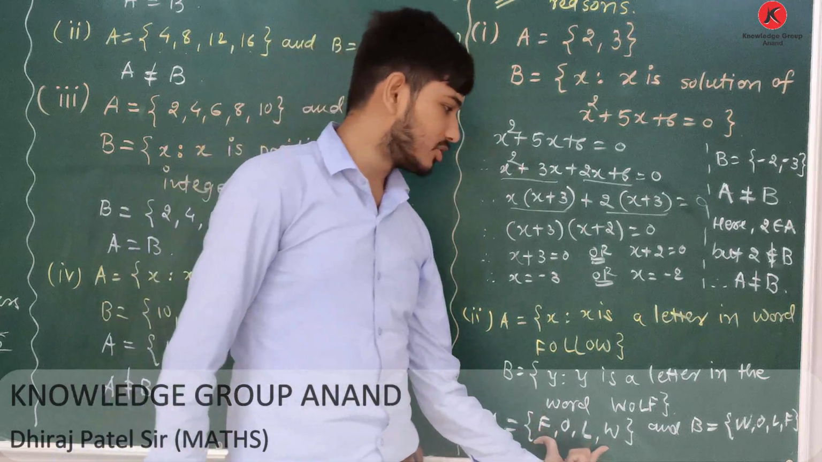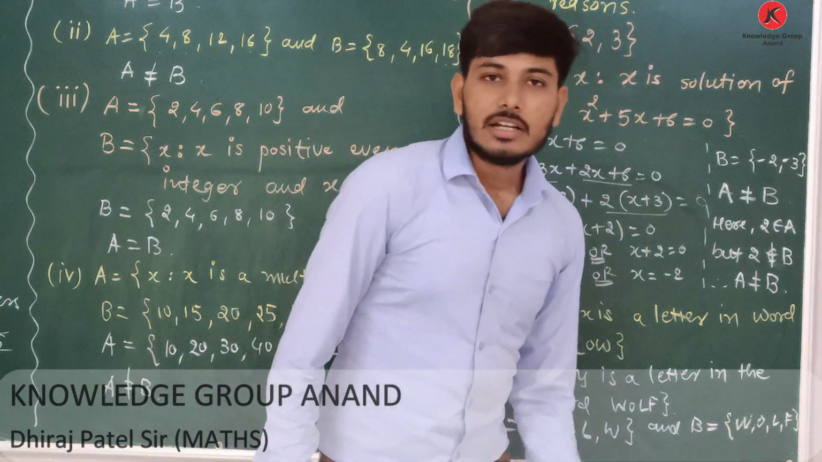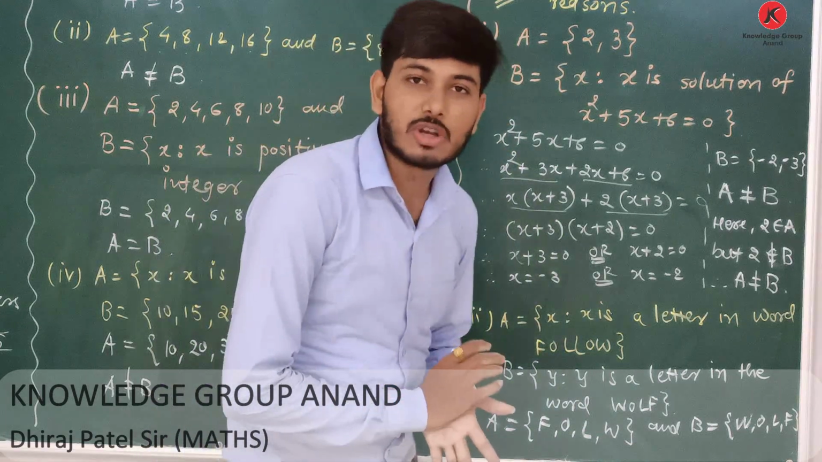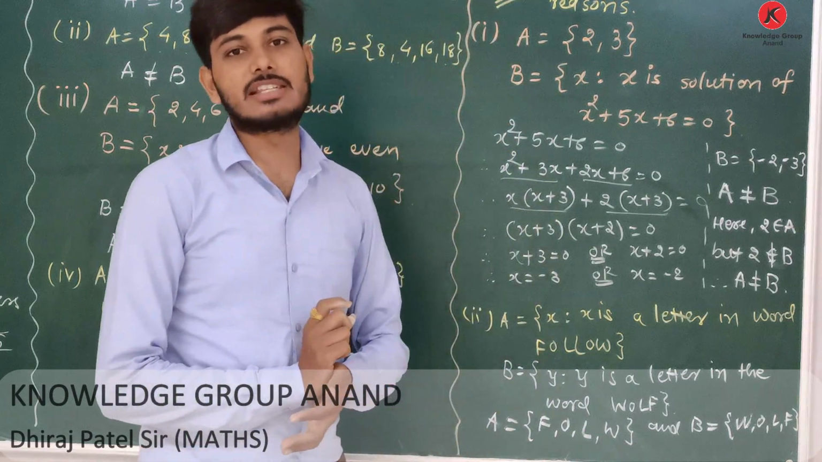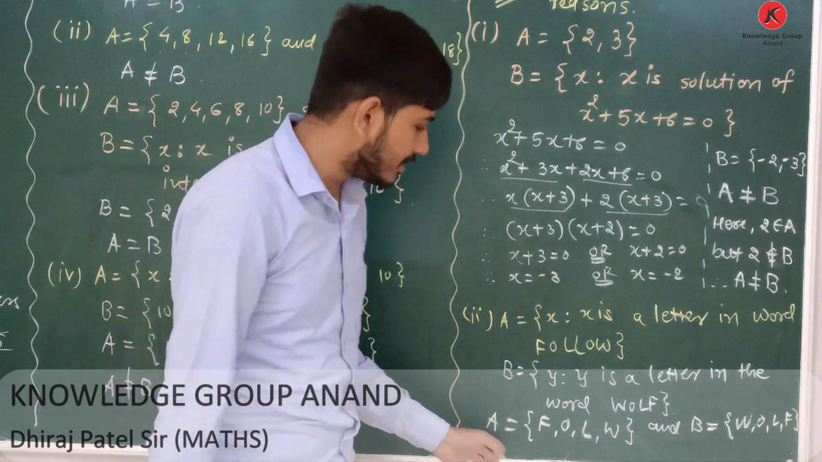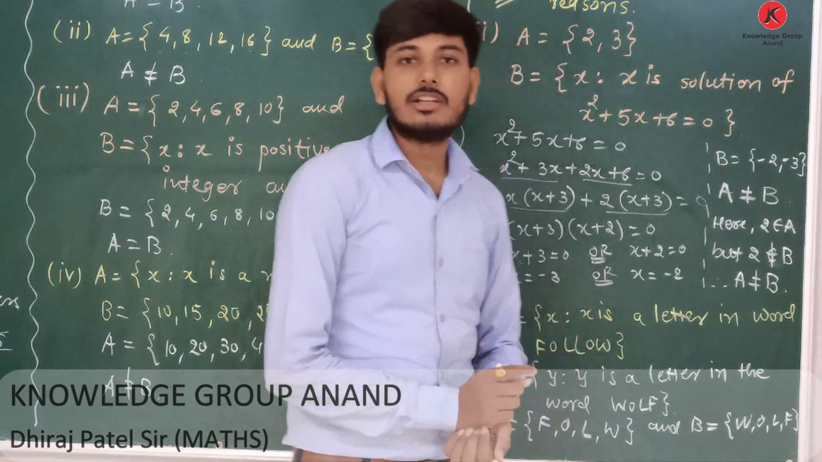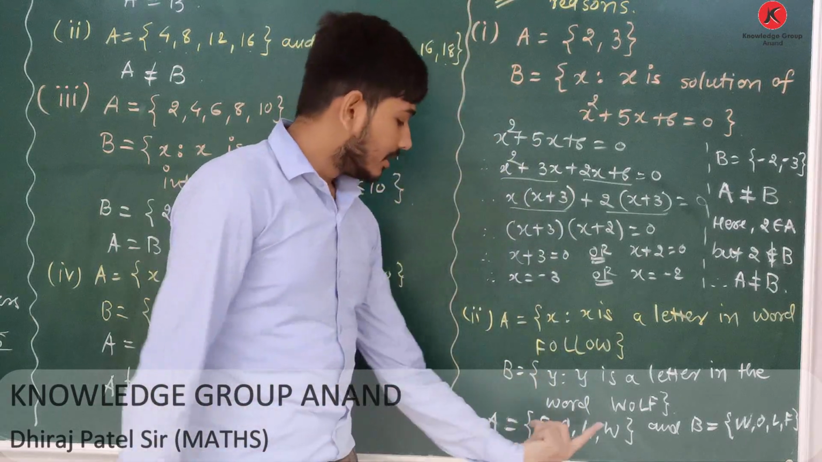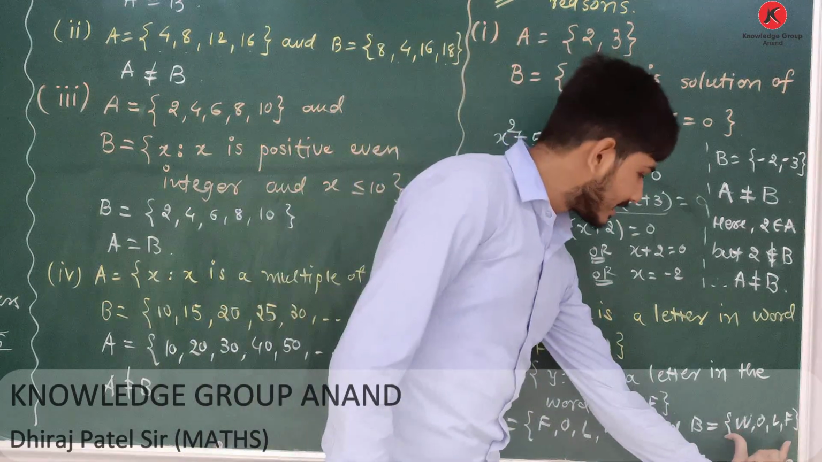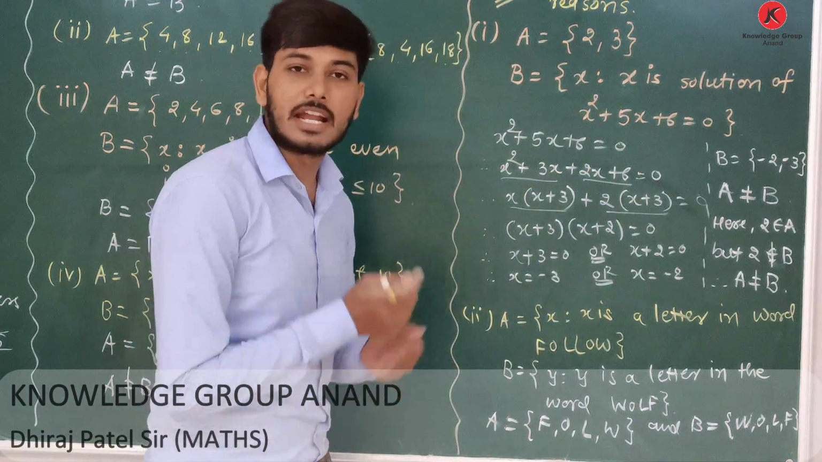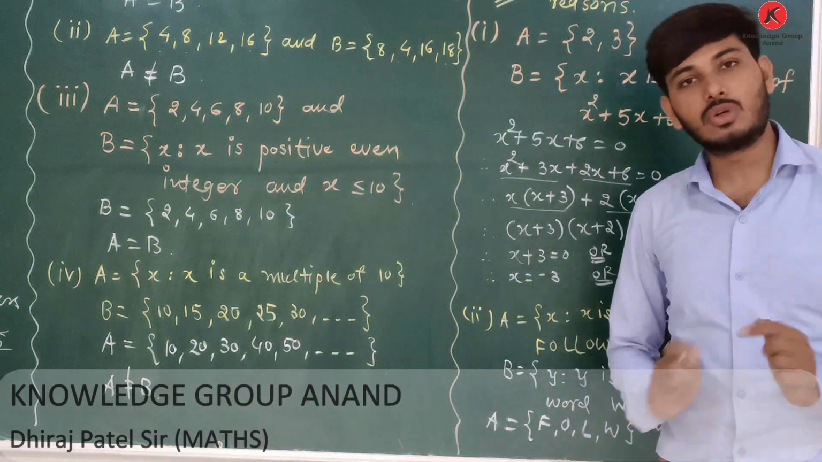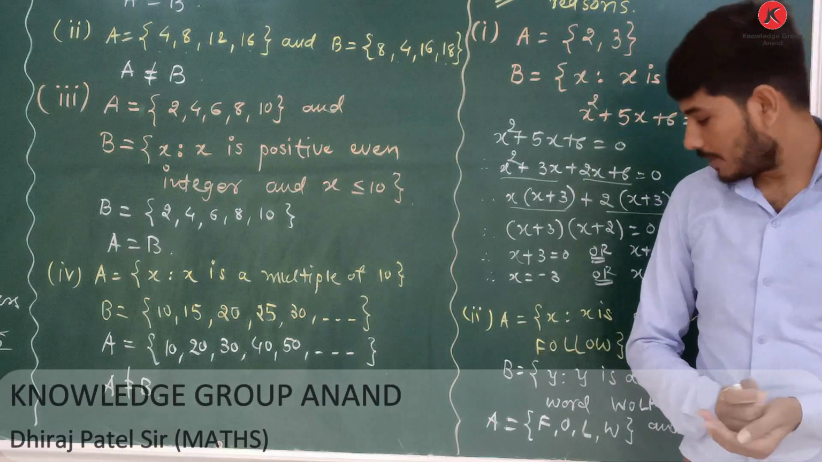All the elements of set A are exactly the same as the elements of set B, therefore we can say that A equals B. This is the reason. Okay, you have to write the reason with the proper answer. What is the reason? Here the elements of set A are exactly the same as the elements of set B, therefore A equals B. This is your answer. You have to write it yourself. Okay.